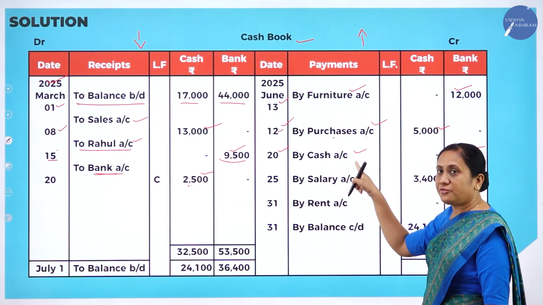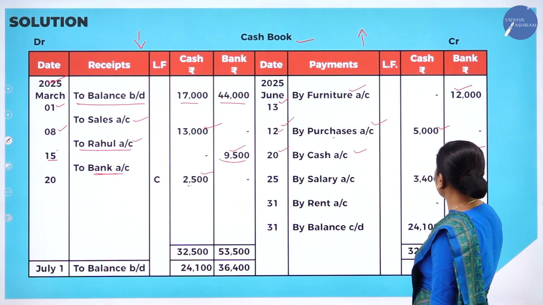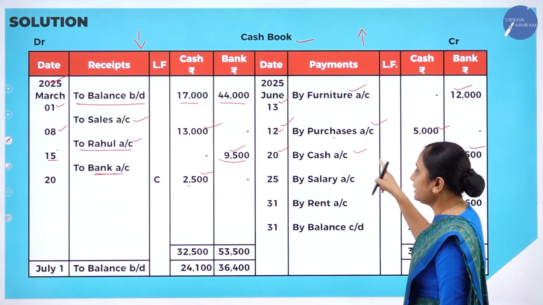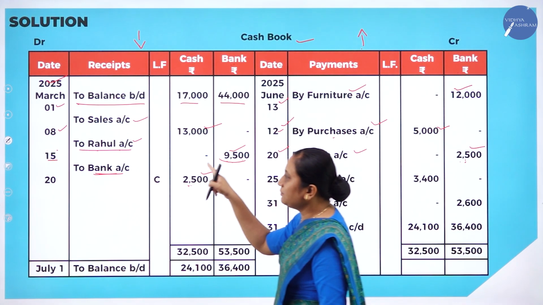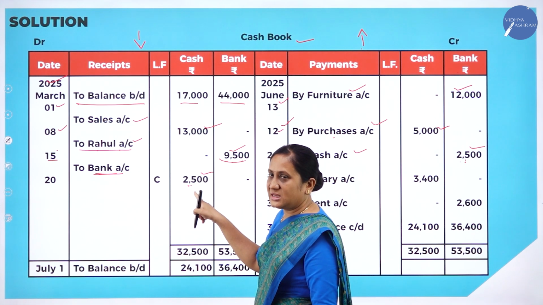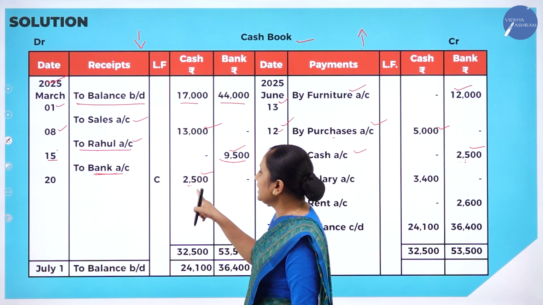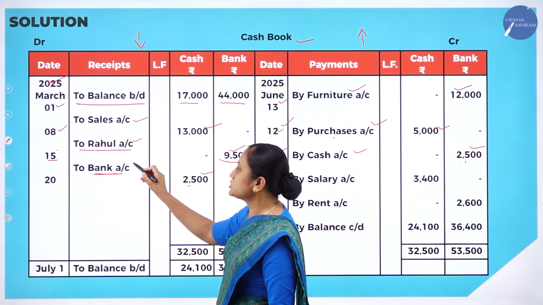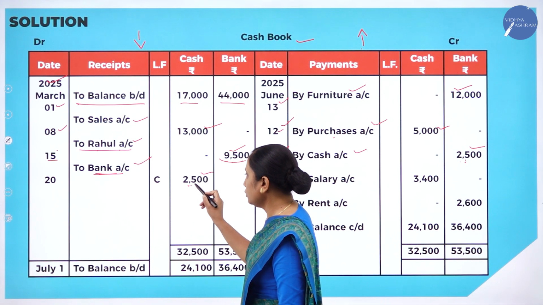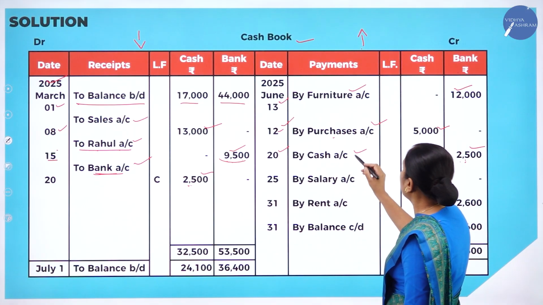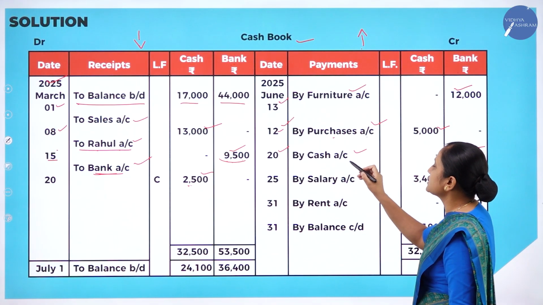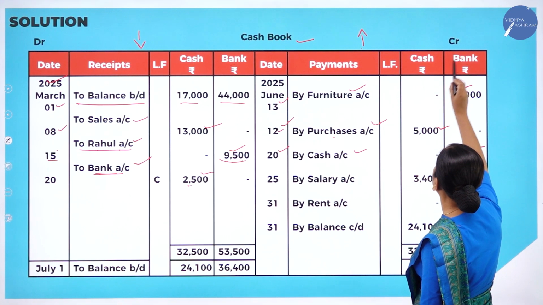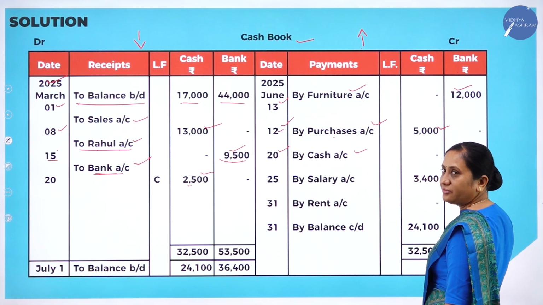This entry is for withdrawal. Okay, from the bank the money is going out. They are withdrawing the money and the same money is coming into the business. So cash is increasing in the business and it is coming from bank. That is why we should write it as to bank account 2,500. Here by cash account 2,500 because cash is going out from the bank 2,500.